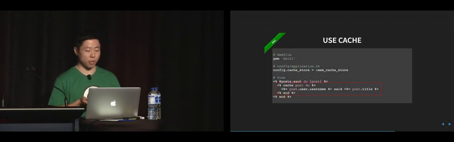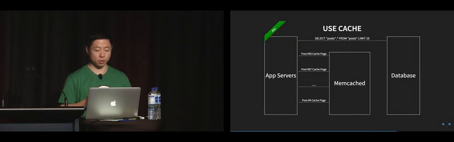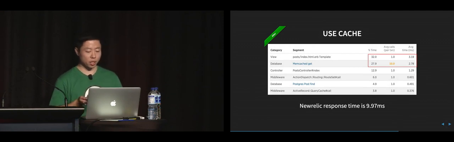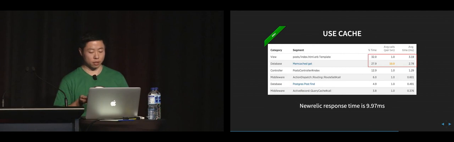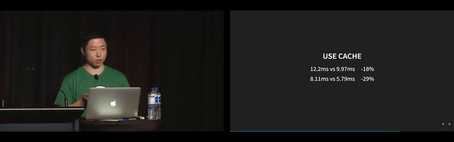So here I just added the memory cache to the page. Each post can be cached. So instead of loading the user data from the database, it just loads the cached page from memcached. Now you see the index page is rendered in 3.19 milliseconds, and memcached gets called 10 times and takes 2.78 milliseconds. So the total average response time is reduced from 12.2 milliseconds to 9.97 milliseconds. It's 18% improved. And the database query to the memcached call is reduced from 8.11 milliseconds to 5.79 milliseconds. It's 29% improved.